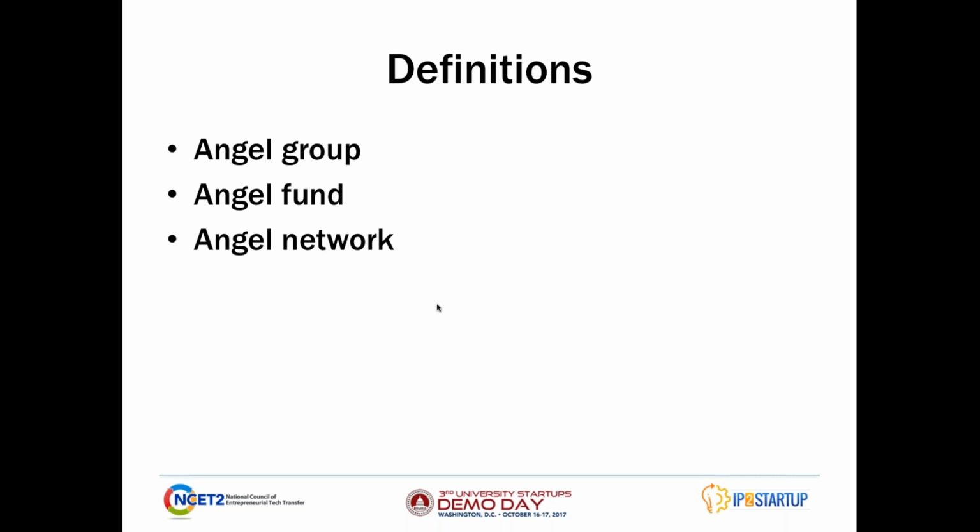Now, these groups usually take one of two paths. One, they can form an angel fund.